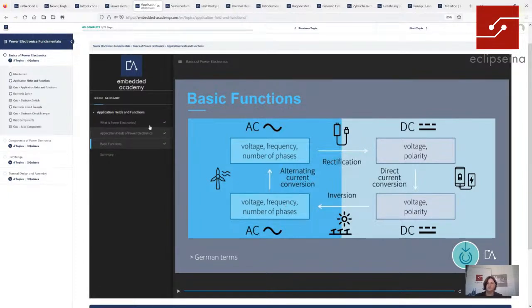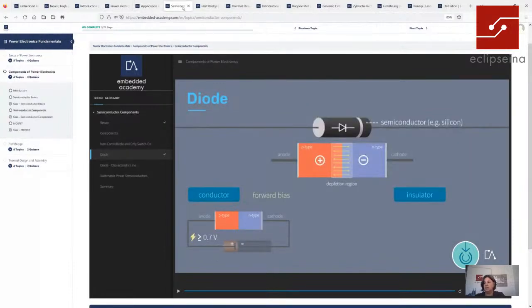So this is, for example, just the introduction, but I would say it's a very good visualization for understanding the most important terms. And then here we also have the components of power electronics as a next course. I think this is also important to understand the components which you're using. And here I chose the example of a diode, which I will show now.